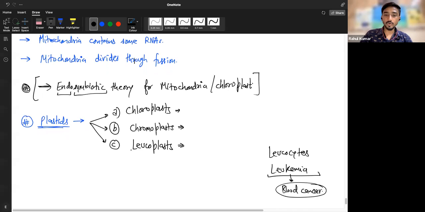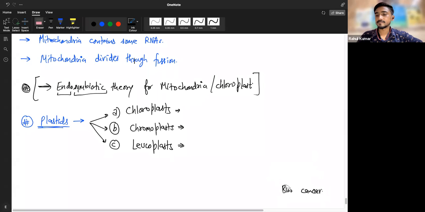Okay. So leukoplast, this was all to tell you that leuko means colorless. Leukoplast means those plastids which do not contain colored pigment, they are colorless. So if they are not containing any pigment, what are they containing? Something else, right? So let's go to all of them one by one.